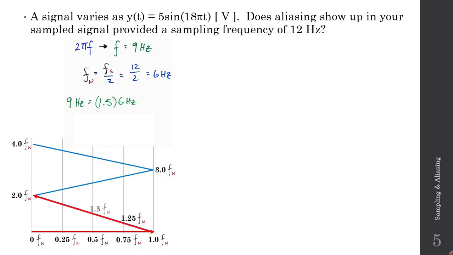Here's 1.25, here's 1.5, and we'll need to fall back down then to 0.5 Fn. So as a result, our alias frequency will be equal to 0.5 Fn, 0.5 times 6, or 3 Hertz.